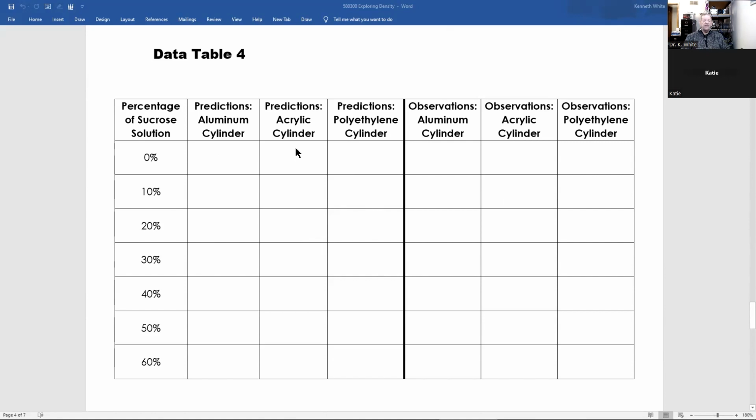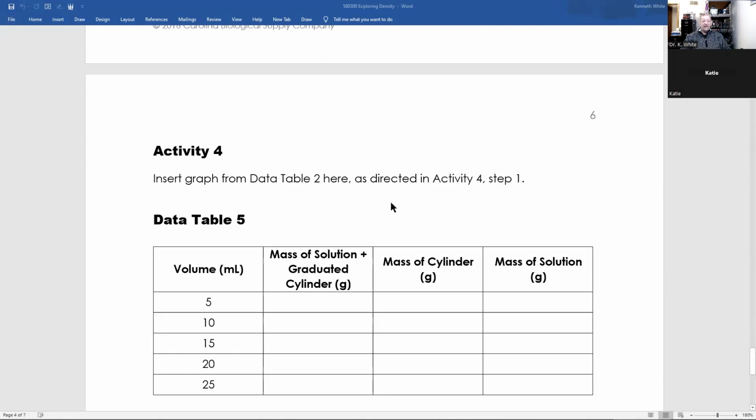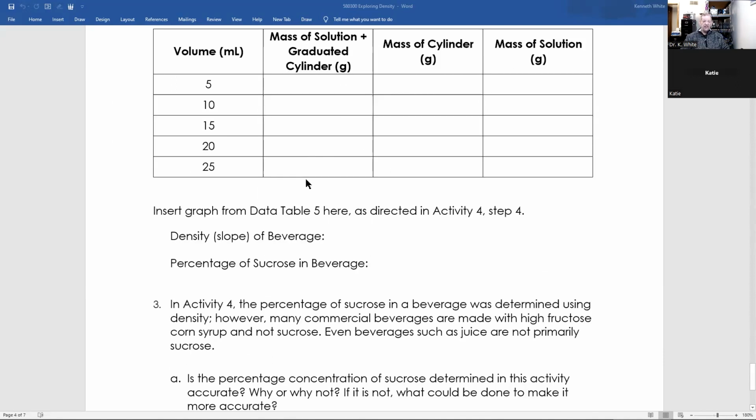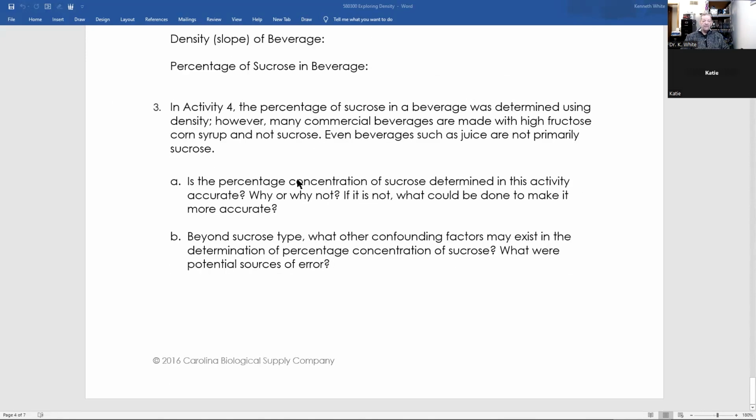And here, you don't have to do the predictions, but for each one in the cup of your sucrose solution, did it sink or swim? I'm sorry, you'll either sink or float. I don't think those little cylinders will swim, but you'll see. And here, for the last one, for this pop, you'll have the data, and then you'll answer these questions in 3.